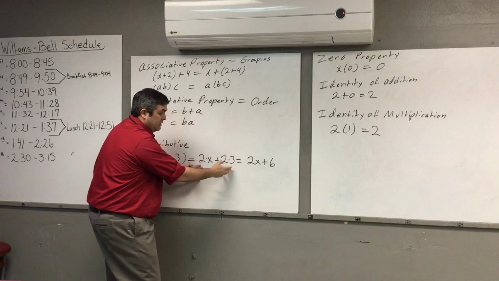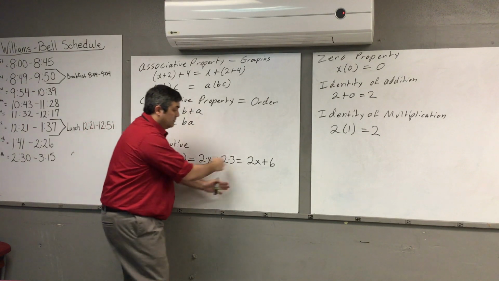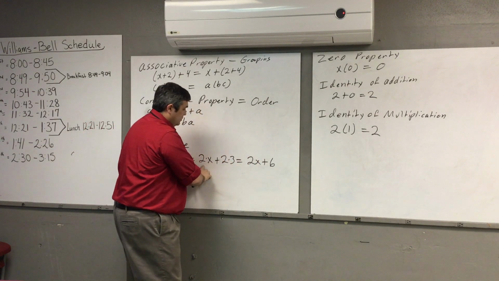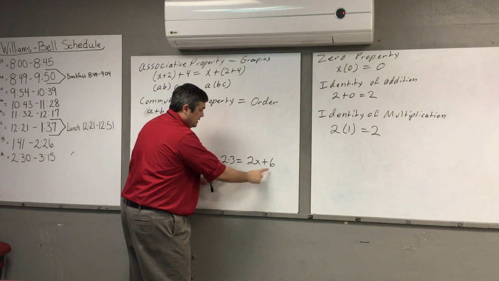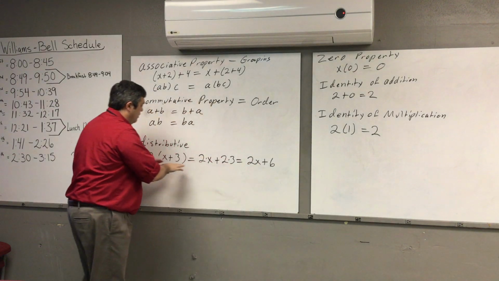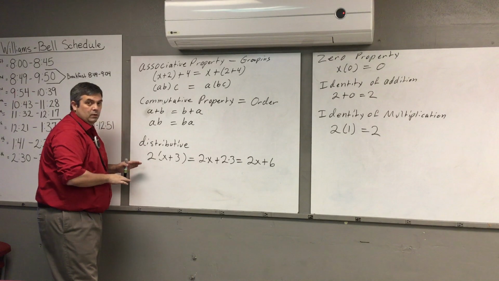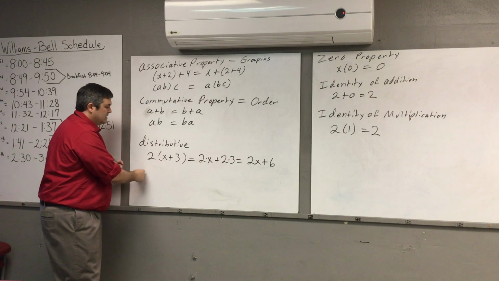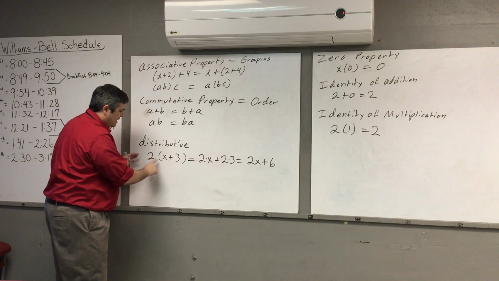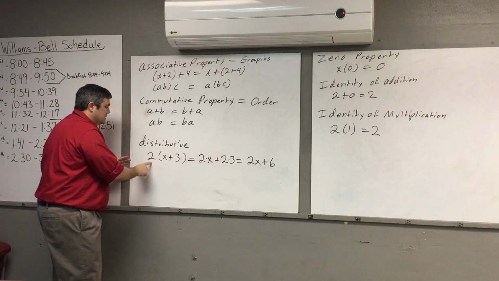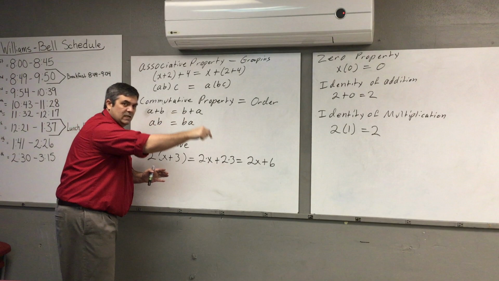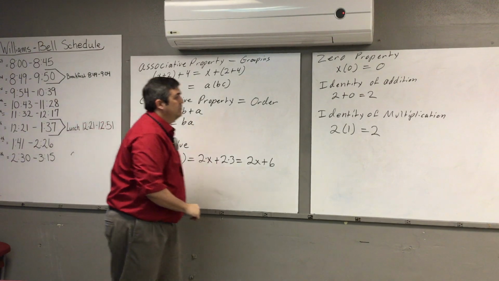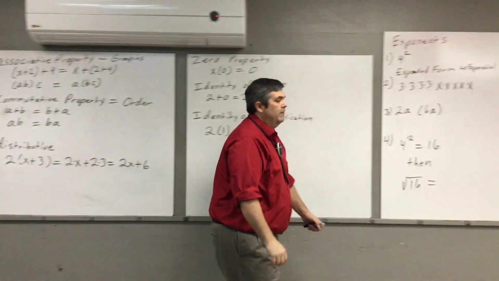Sometimes it'll look like this, and sometimes it'll look like this. Well, 2 times x is 2x, and 2 times 3 is 6. So be aware of the different ways that it's going to look. Okay? Be careful with this. Lots of people like to mess this up by just doing this times this, but not times the 3. This gets multiplied times each term inside of there. All right, that's the distributive property. We did that a lot, so we should be good on there.